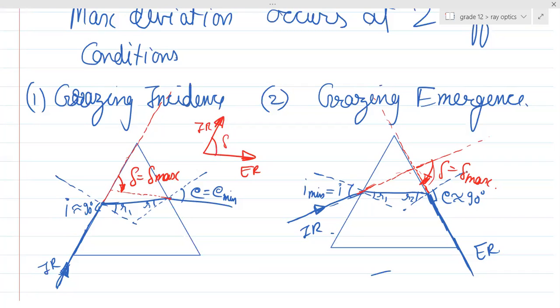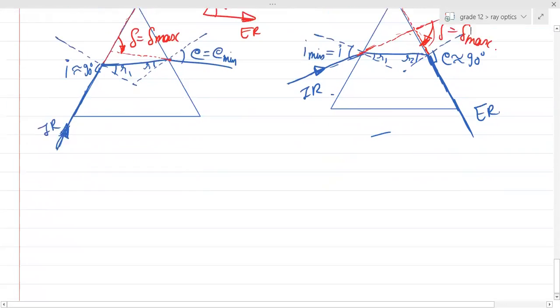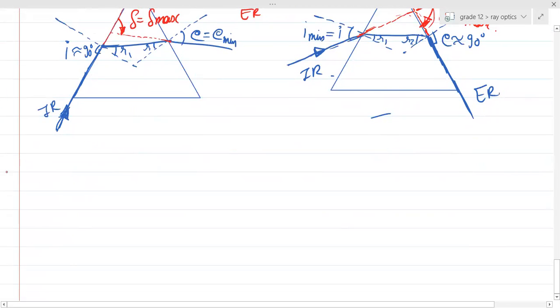Now the next derivation which I am going to give you is again a part of your syllabus. This maximum deviation derivation is not there, but only the conditions are mentioned, that it happens at grazing incidence and at grazing emergence. And don't worry, we'll do questions as well. If you have drawn this one, then let's move on to the last condition, which is the condition of minimum deviation.